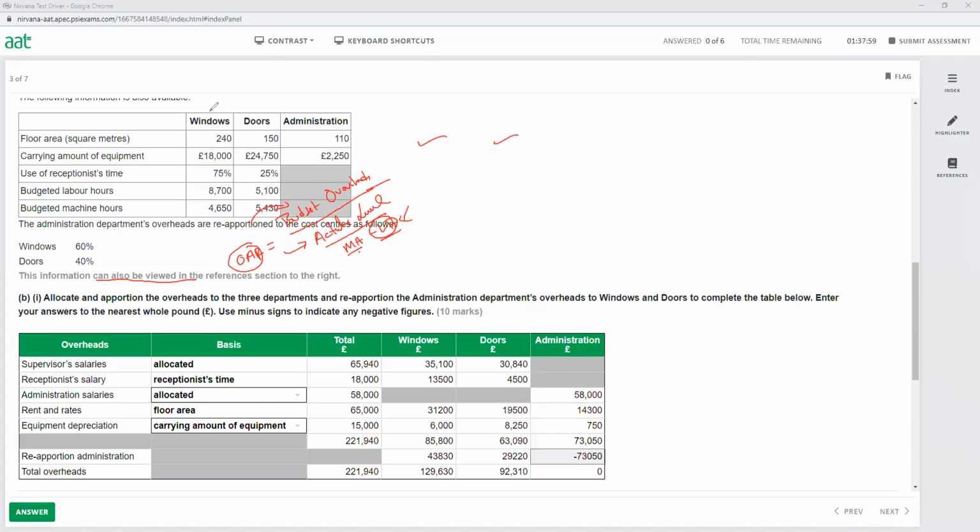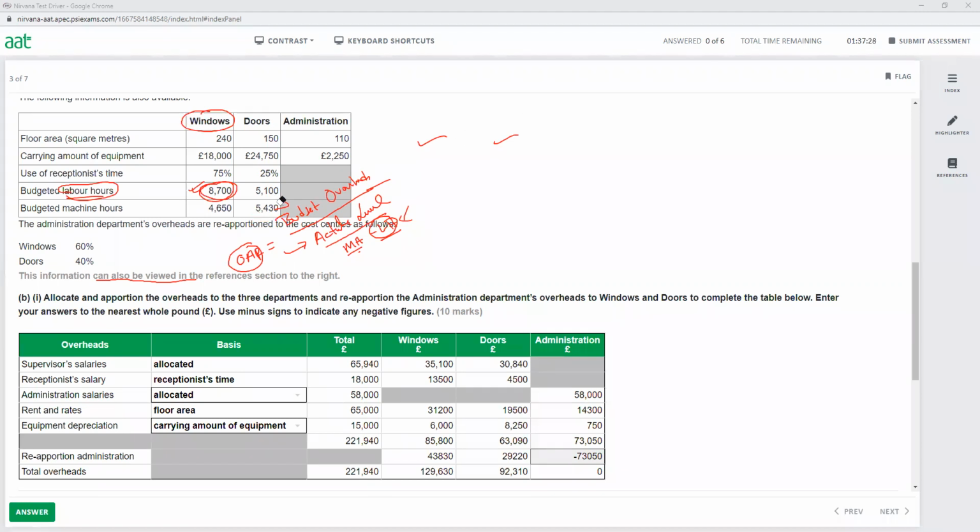So we can see here for the windows, we have a labor hour 8700, and the machine hour we have 4650. So that means for the window I need more labor hours. So I understand this business is labor intensive. For the door, I can see I need 5100 labor hour, but I need 5430 machine hour. So you understand this business is machine intensive.